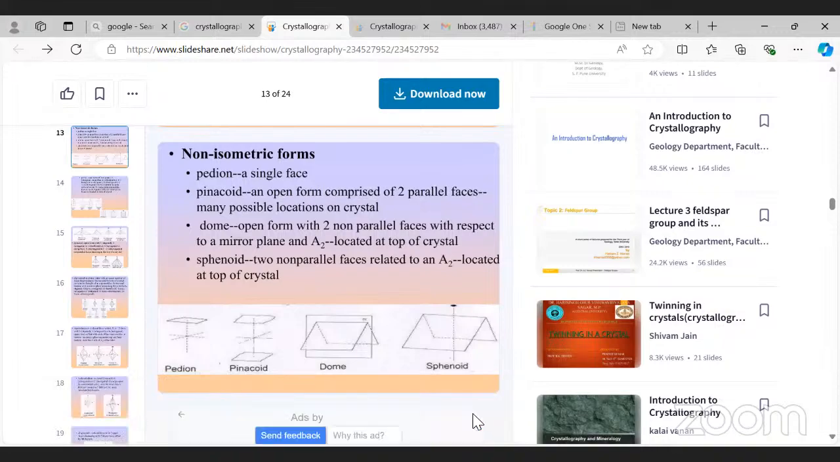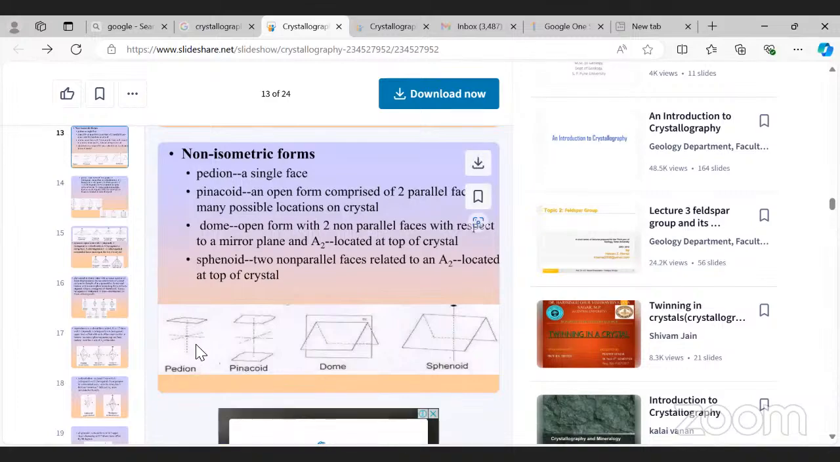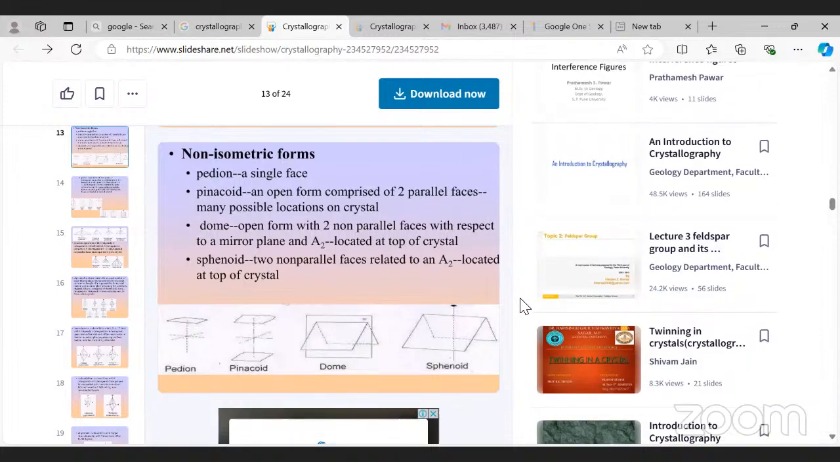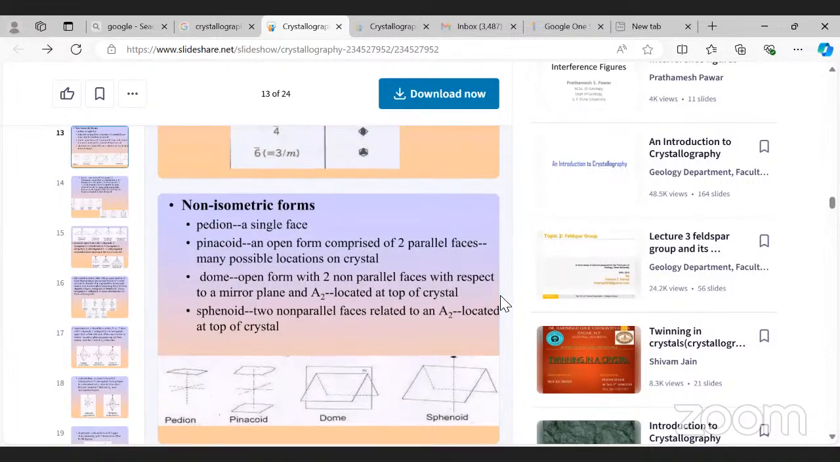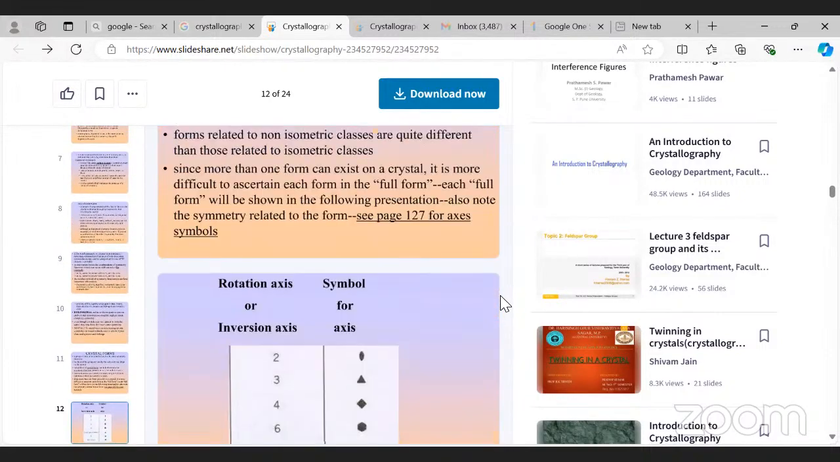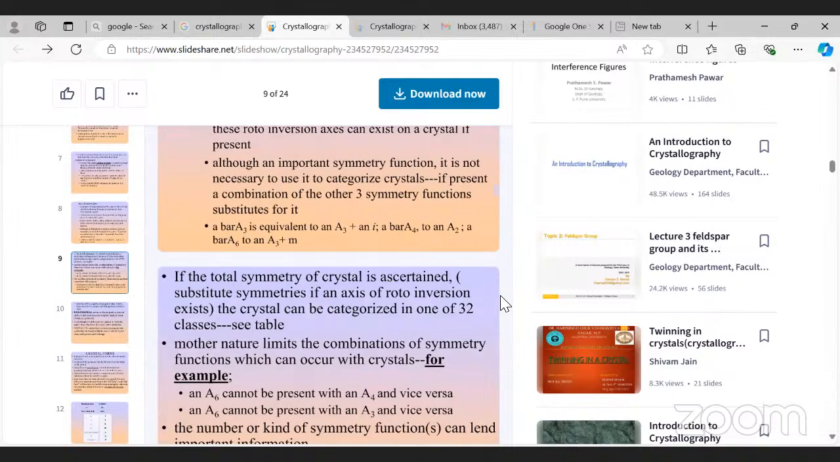But just check it. These are the axes that are there. These are the imagined lines. These imagined lines are called axes. Based on these axes, we will classify the symmetrical systems. We will classify. So we'll go back and I'll tell you.